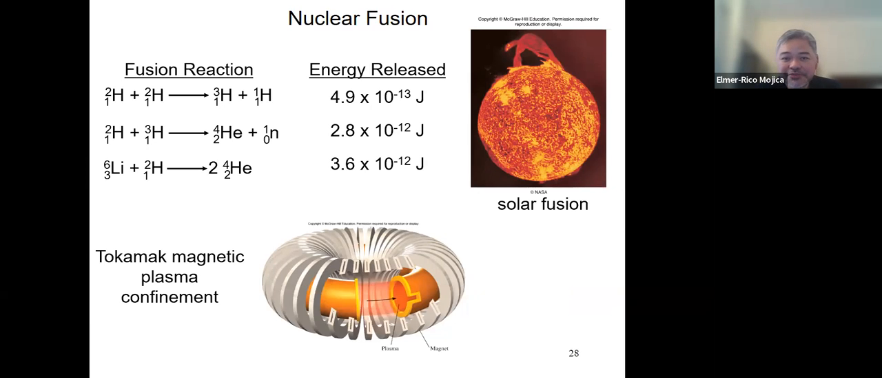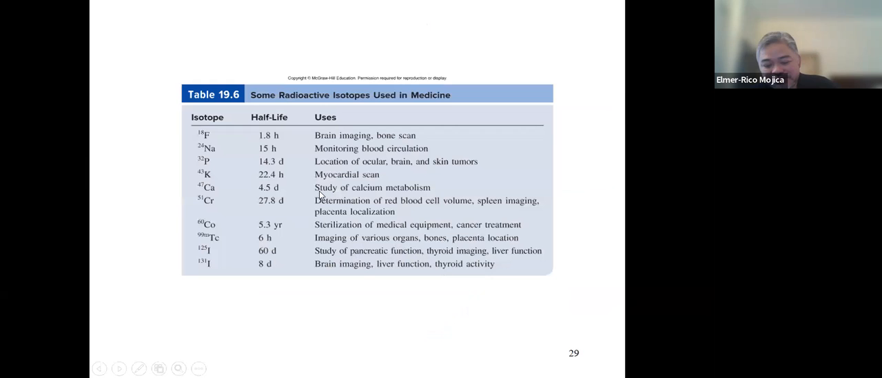Now, for those who want to be doctors in the near future, there are radioactive-based methods that they developed. It is radioactive-based because they use radioactive material. Now, what can you say about the radioactive material that they use here? Most of the half-lives are what? Short. If you want to do brain imaging or bone scanning, you can use fluorine-18. It has a half-life of 1.8 hours.